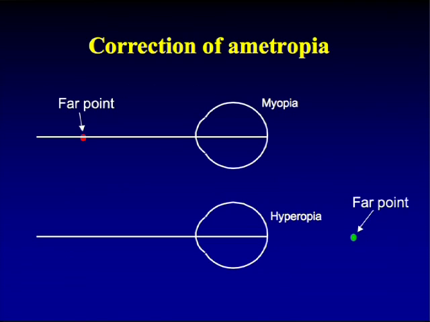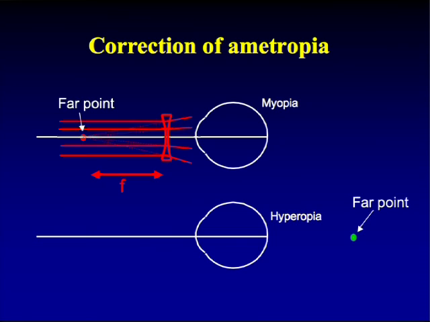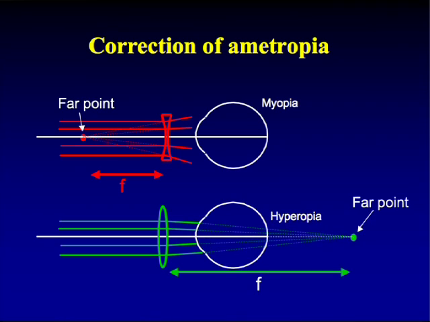So for a myopic eye, here's the far point in front of the eye, and we choose a minus lens whose focal point coincides with the far point of the eye. For a hyperopic patient, you take a plus lens, and you choose a lens whose focal point coincides with the far point.